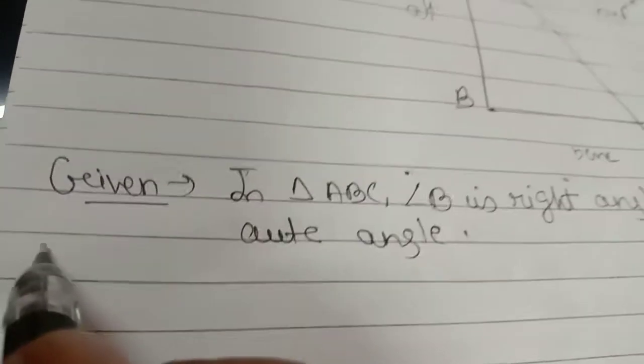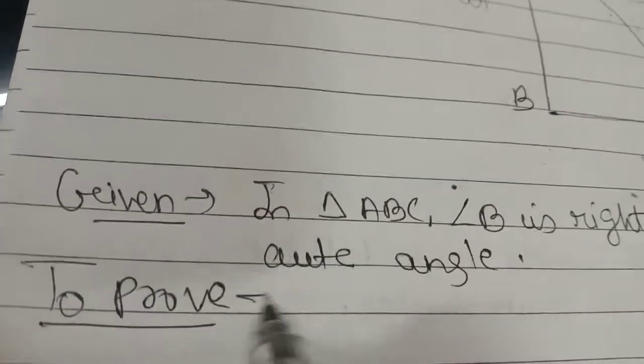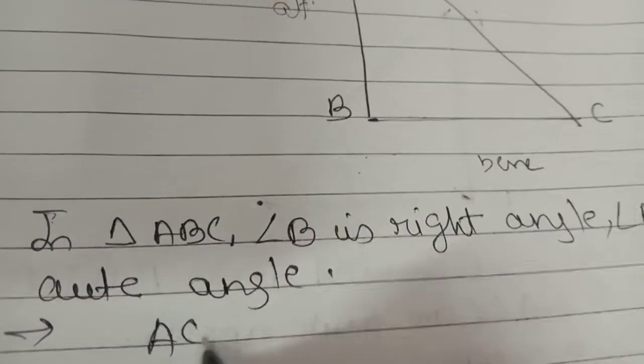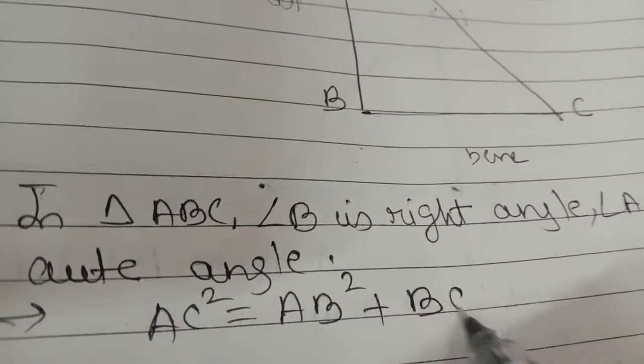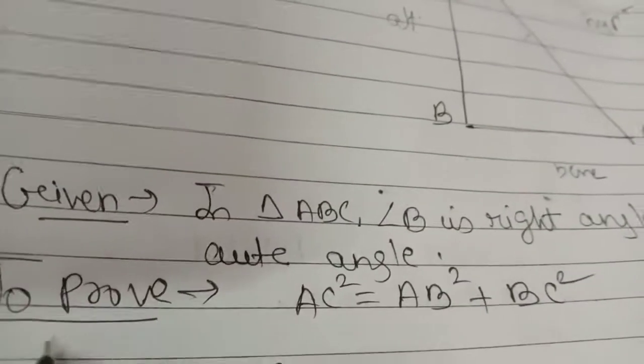Now what you have to prove? You have to prove that square of hypotenuse, that is AC square, is equal to AB square plus BC square. The square of hypotenuse is equal to the sum of squares of the two adjacent sides.